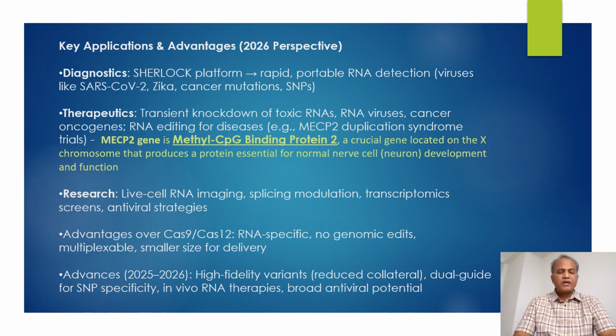Next, what are the applications? First, diagnostics. It performs excellent diagnostics under the SHERLOCK platform. So what does it do under diagnostics? Rapid and portable RNA detection. Examples: viruses like SARS and Zika, cancer mutations, and of course SNPs, which are single nucleotide polymorphisms.